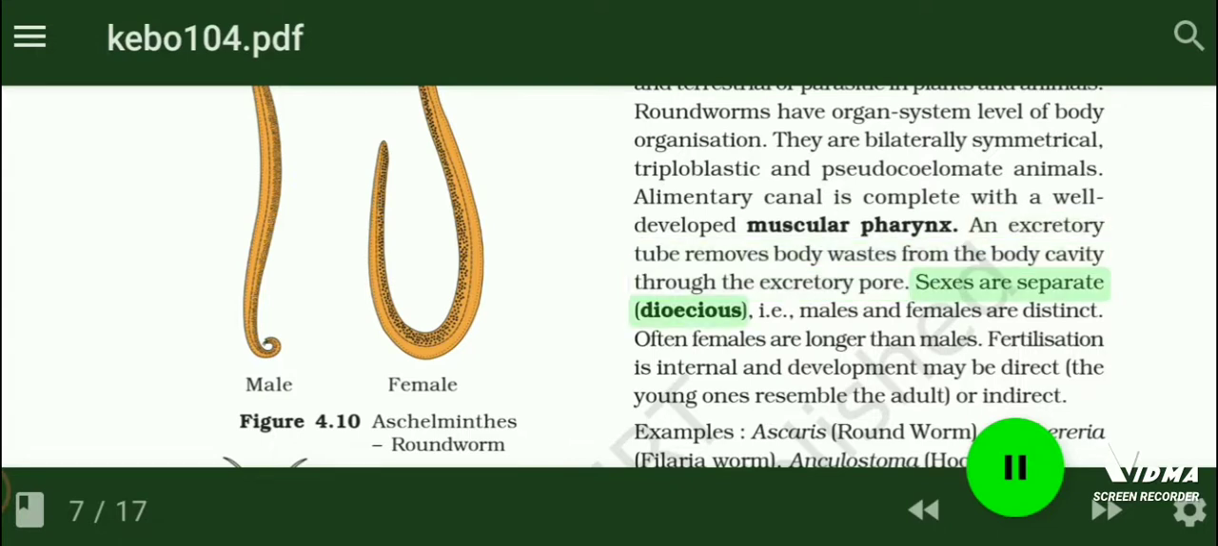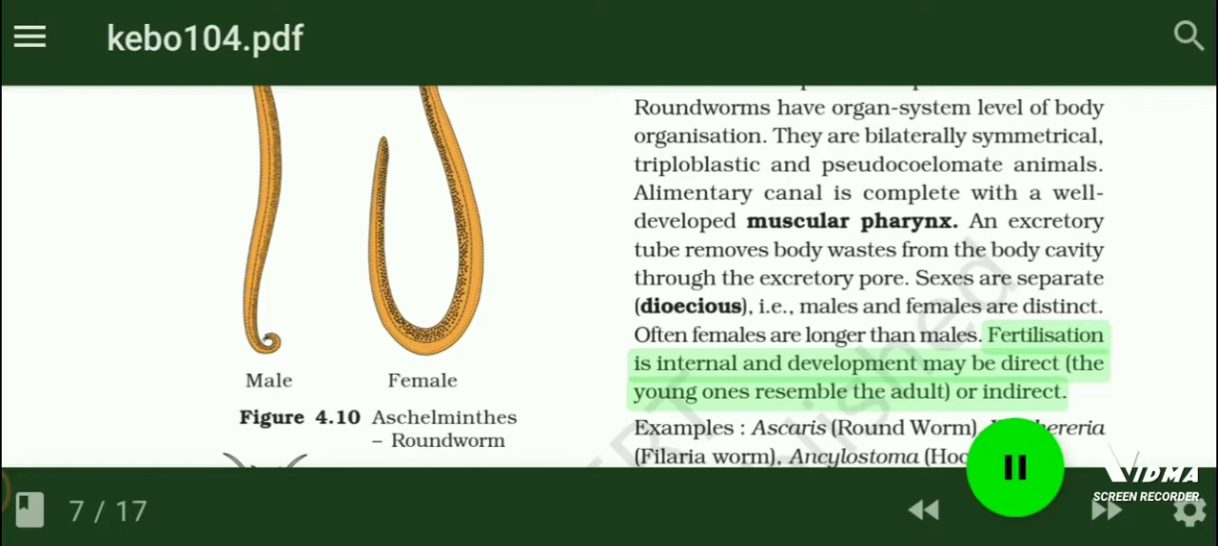Sexes are separate, dioecious, i.e., males and females are distinct. Often females are longer than males. Fertilization is internal and development may be direct, the young ones resemble the adult, or indirect.